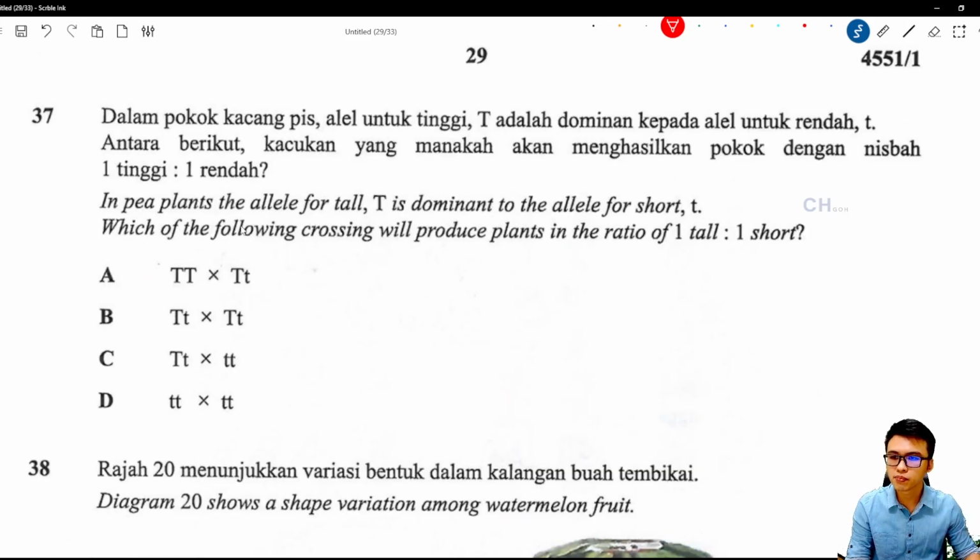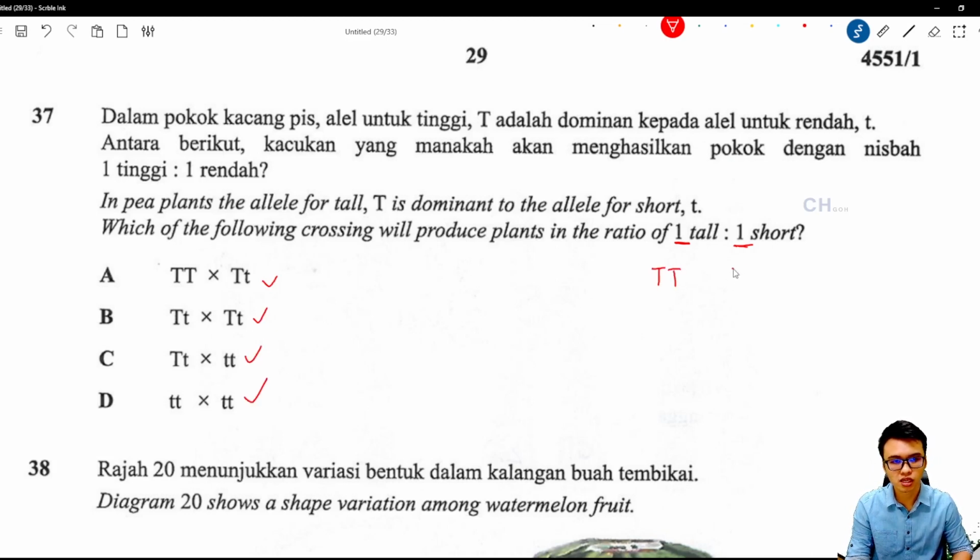Okay, next one. In pea plants, the allele for tall, T, is dominant to the allele for short. Which of the following crosses will produce plants in a 1:1 ratio of tall to short? When you want to produce this 1:1 ratio, if you are not familiar with this, you need to try it out one by one. So I will choose one to try.